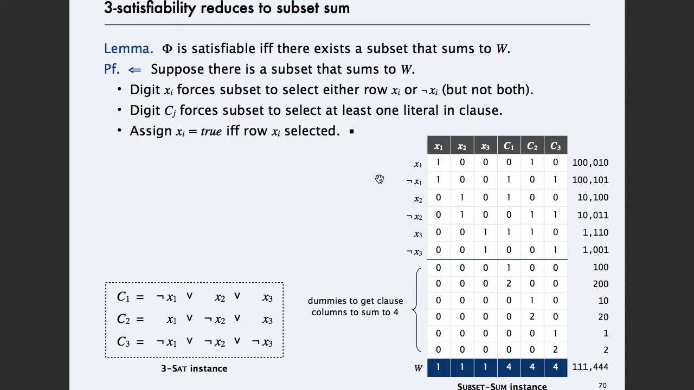So by making that up to 4, if you look at every one of these columns for the conjunctions, you're going to have 3 ones in there. By doing this, you allow for 1, 2, or 3 of those to be true, which is what the subset sum would do. Why didn't they choose 0?